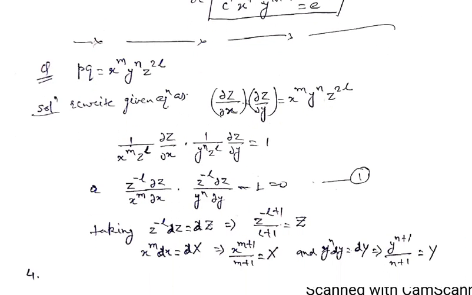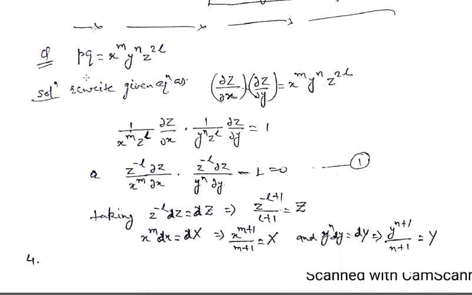Now let's take one more example. pq is equal to x raised to power m, y raised to power n, z raised to power 2l. First we rewrite it as del z upon del x, del z upon del y is equal to x raised to power m, y raised to power n, z raised to power 2l. So divide the whole equation by x raised to power m, y raised to power n, and z raised to power 2l.